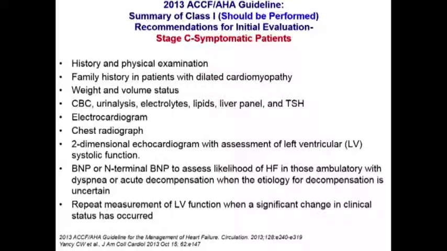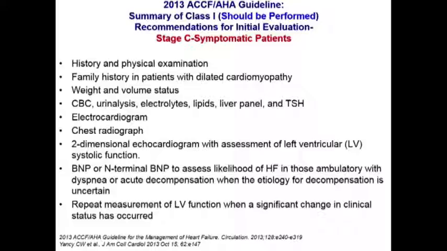Telehealth is very active. Nurse-led telehealth, a weight, a scale, is very important for these individuals to be able to tell the nurse their oxygen saturation, has it changed? Their blood pressure, has it changed? Their weight, has it changed? Their volume status, okay. CBC, urinalysis, electrolytes, lipids, liver panel, TSH.